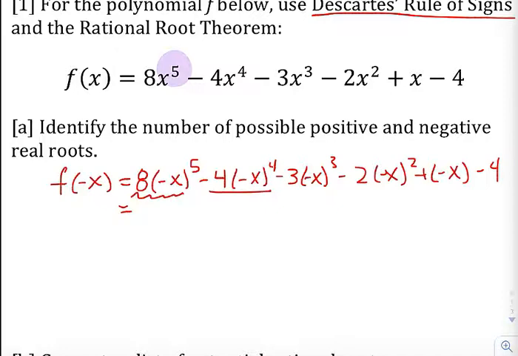And so the effect on this term in particular is instead of having a positive 8x to the 5th, we'll have a negative 8x to the 5th power. The even powered ones will stay the same, so that's still negative 4x to the 4th. This will be positive 3x cubed, because 2 negatives again make a positive. This will stay negative 2x squared. This will become negative x, and that's minus 4.